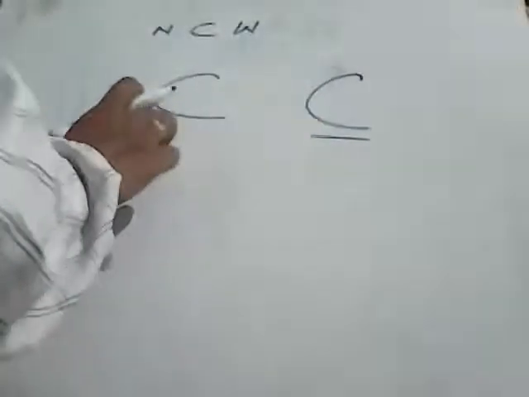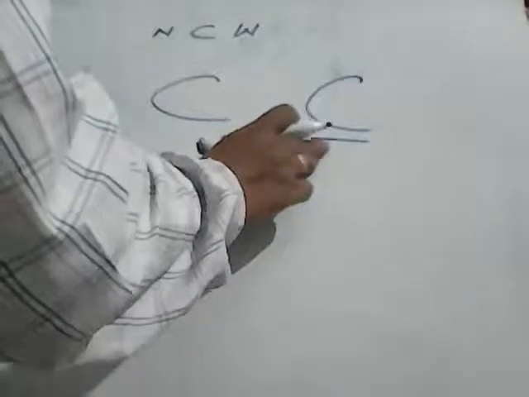Here, N, the set of natural numbers, is a subset of W. This symbol is called subset. This is the symbol for subset. And this symbol is proper subset. This one, in this case, may be equal.